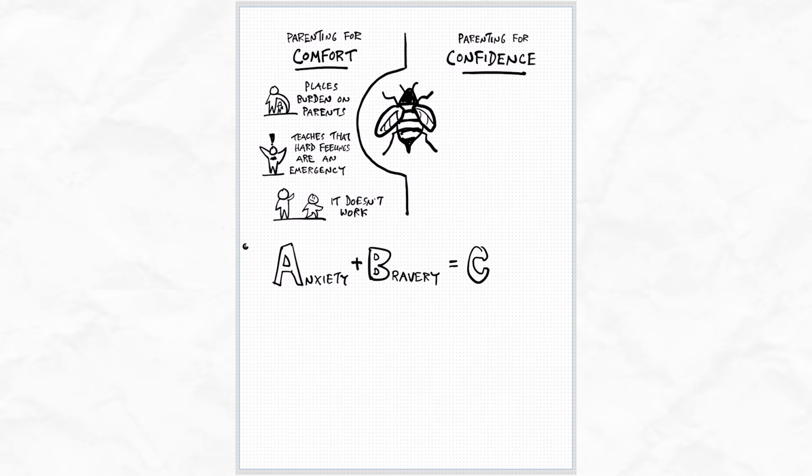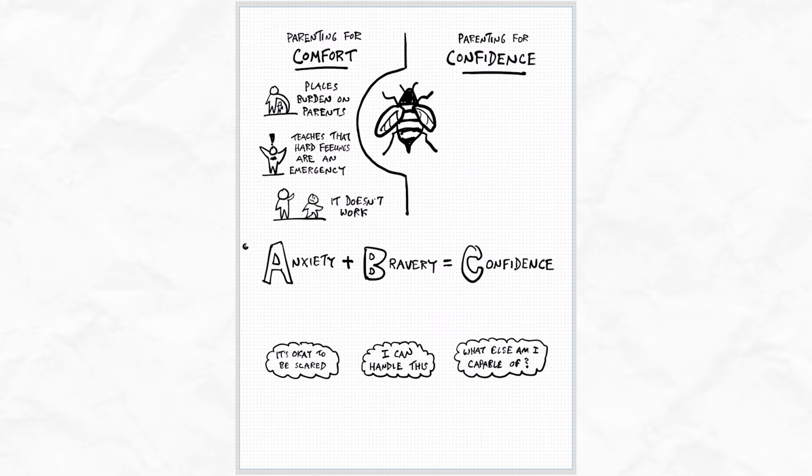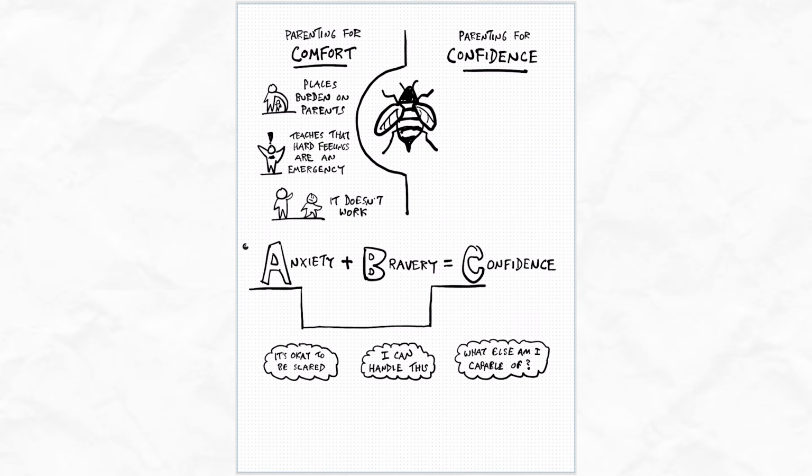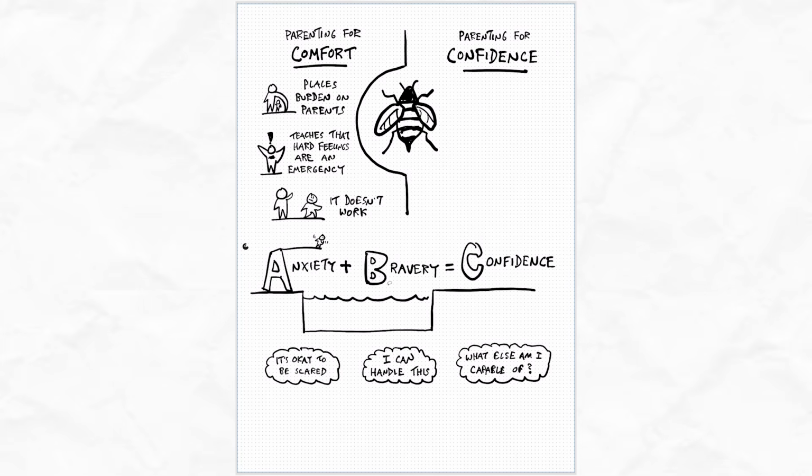There were specific phrases that were associated with each of those stages that I wanted to connect in. For anxiety, the phrase, "it's okay to be scared." For bravery, the phrase, "I can handle this." And for confidence, "what else am I capable of?" It was a little too boring just like this, so that's when I decided to experiment with that imagery that the speaker shared, with a slight change in layout to make it work horizontally across the page.